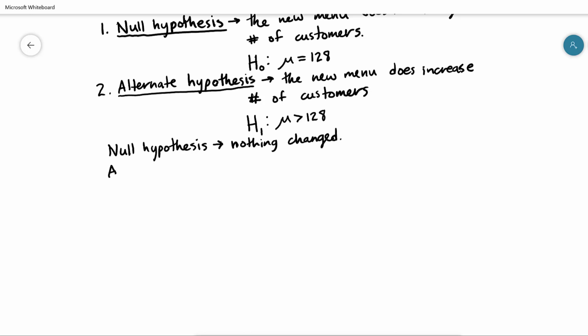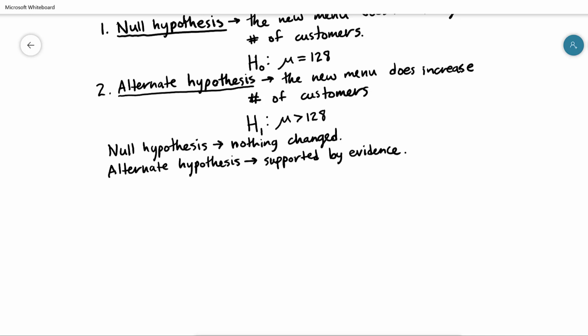And the alternate hypothesis, this is going to be the thing that's supported by whatever evidence is given in the problem. So this is going to be kind of the idea going forward. The alternate hypothesis can take three possible forms.